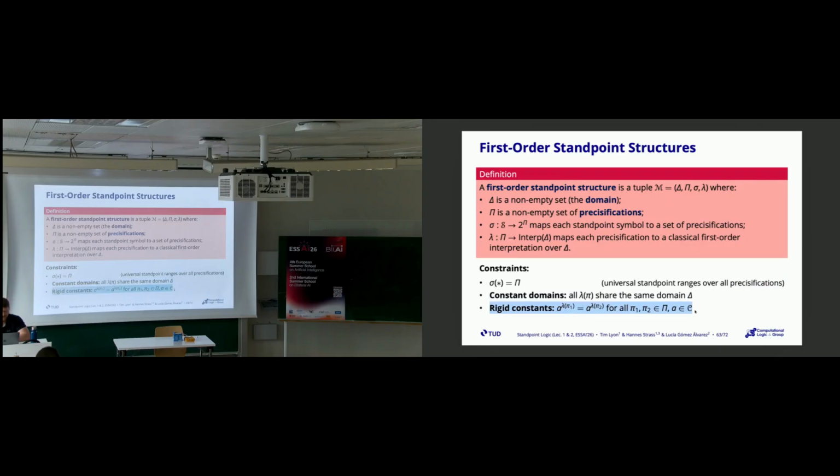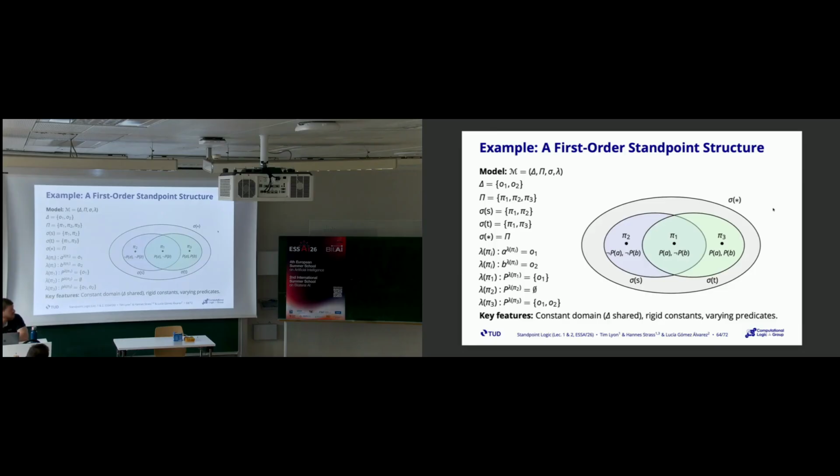Essentially what this condition says is that if I interpret a constant to name a particular element in a domain at one precisification, then it will represent the same entity in a different precisification. So constants are constant between all the precisifications. So let's look at an example, because I think that's helpful for understanding the definition.